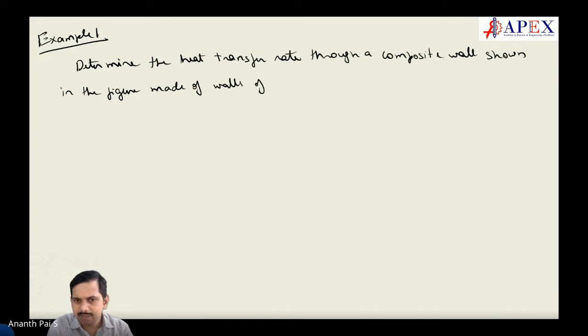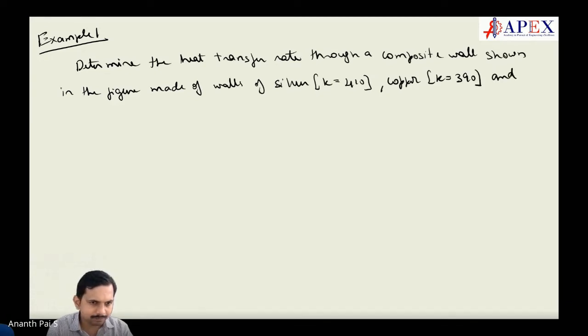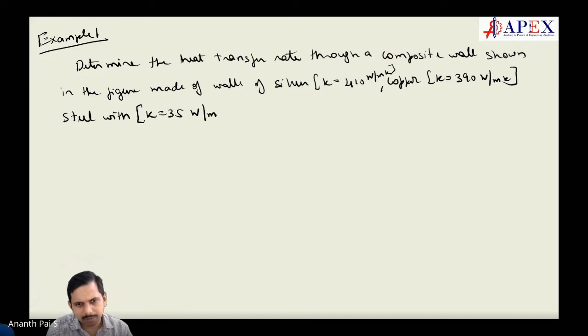walls of silver, say K is equal to 410, copper with K is equal to 390, and steel with K is equal to 35 watt per meter Kelvin. Silver is 410 watt per meter Kelvin, copper 390 watt per meter Kelvin, and steel 35 watt per meter Kelvin.